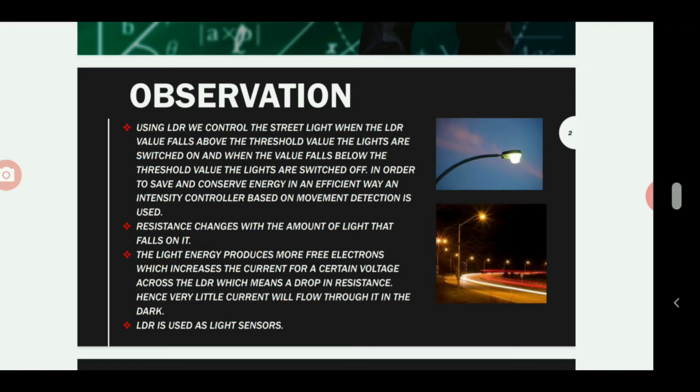Second, resistance changes with the amount of light that falls on it. Third, the light energy produces more free electrons, which increases the current for a certain voltage across the LDR, which means a drop in resistance. Hence, very little current flows through it in the dark. Fourth, the LDR is used as a light sensor.